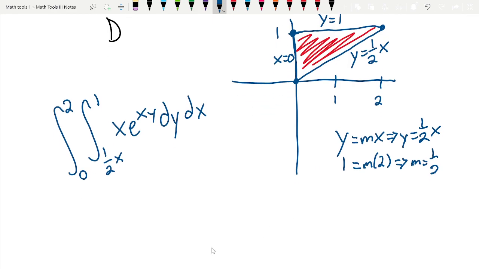We can interchange the bounds, but then we have to change exactly the way we're doing it. So let's do it this way first, and then we'll look at what happens when we change the bounds. Okay.